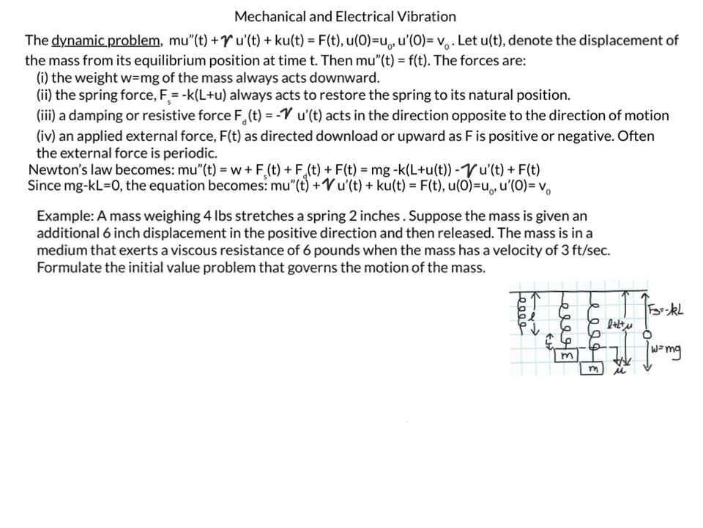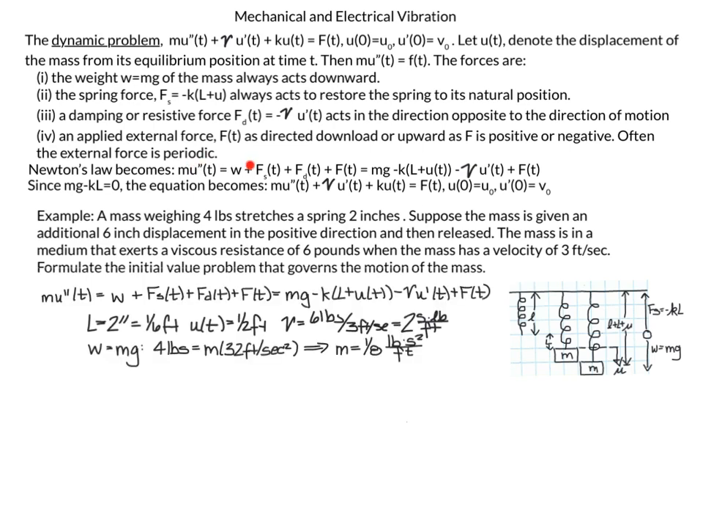Our first example is we have a mass weighing 4 pounds which stretches a spring 2 inches. Suppose the mass is given an additional 6-inch displacement in the positive direction and then released. The mass is in a medium that exerts a viscous resistance of 6 pounds when the mass has a velocity of 3 feet per second. Formulate the initial value problem that governs the motion of the mass.